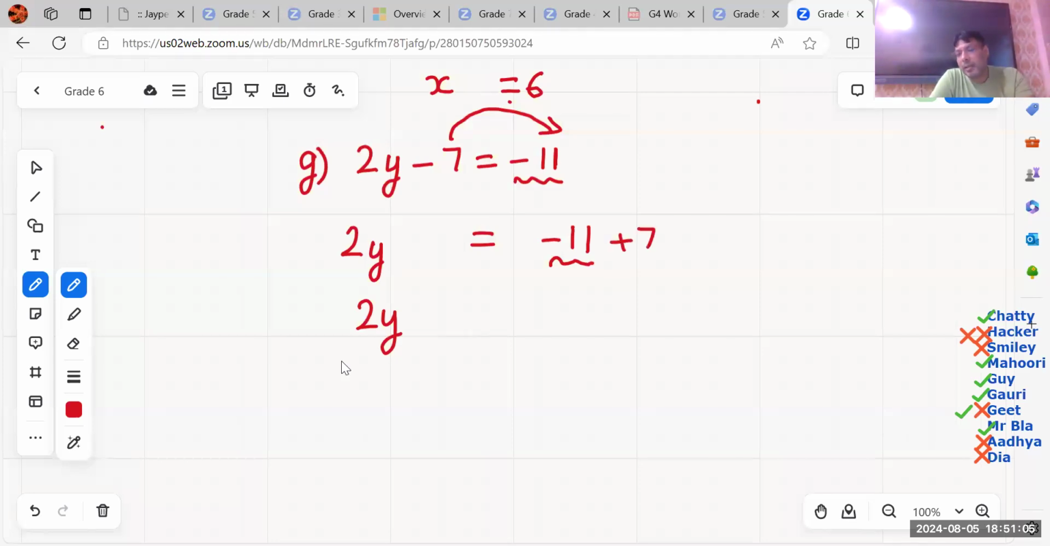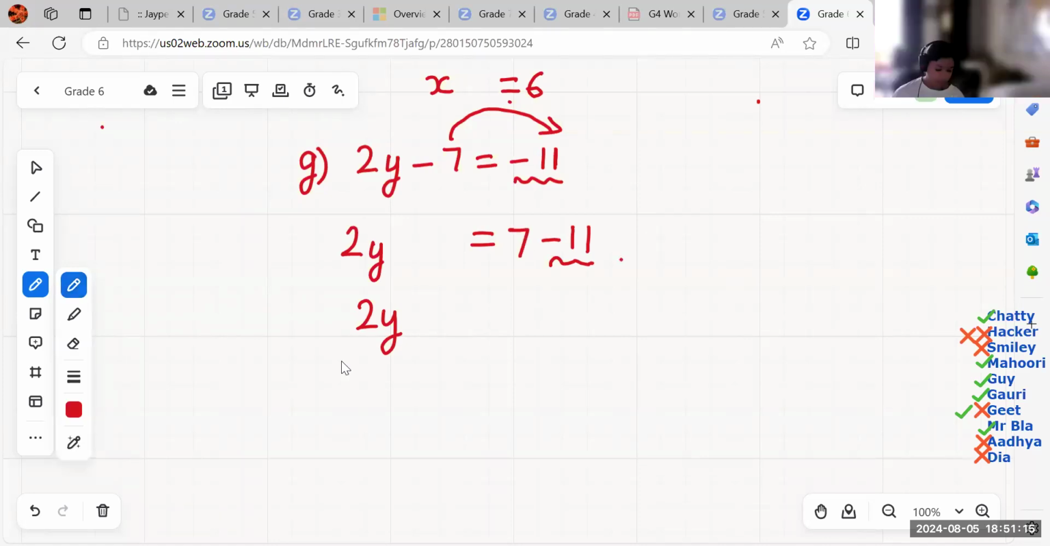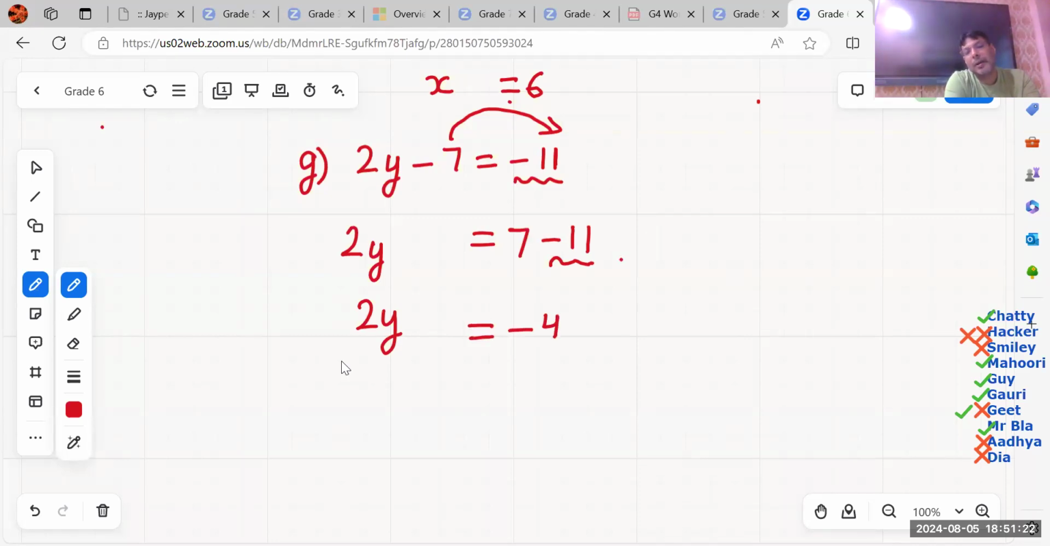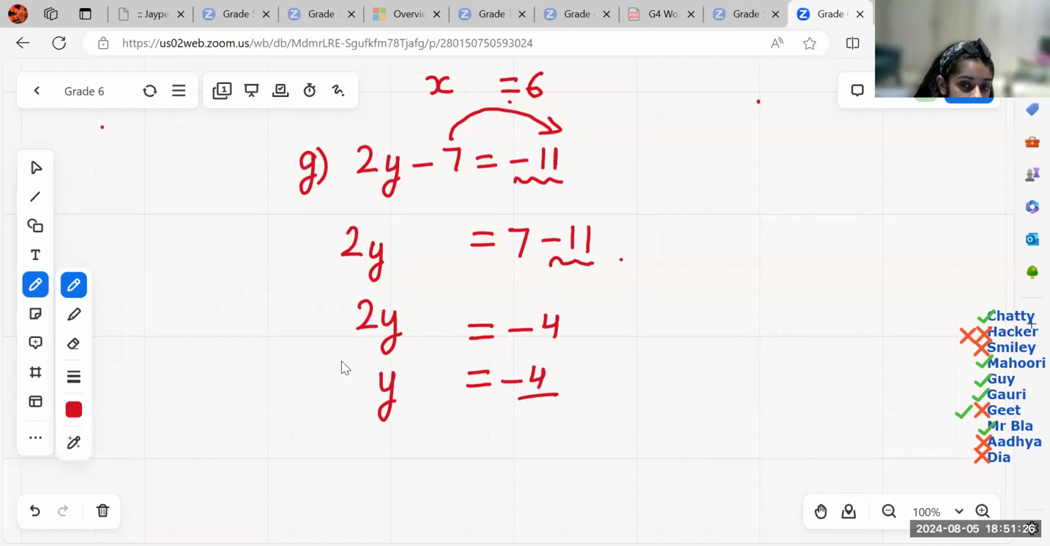It means the same thing, because like this also it's positive, and if I write it before 11, then also it's positive. 7 is going to be positive any which way. So, hacker, sir, what is 7 minus 11? Minus 4. So what will my y be equal to? Minus 4 divided by 2, which is equal to minus 2.